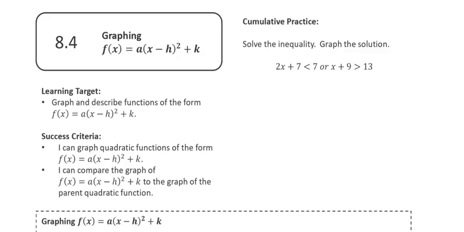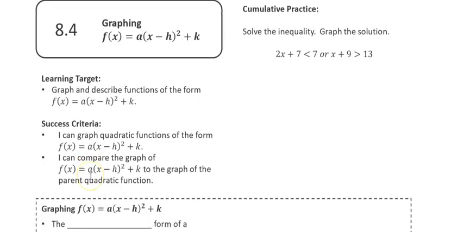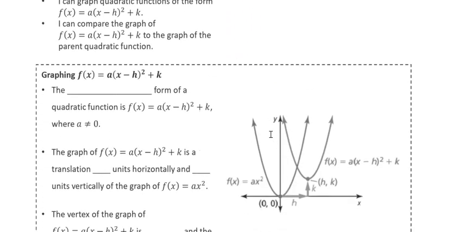These are the Algebra 1 8.4 notes, only going over example 1. So in section 8.4, we're learning this new format right here. This is called vertex form.